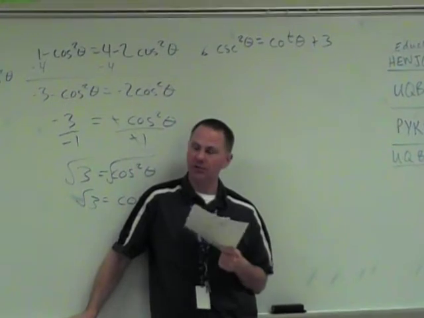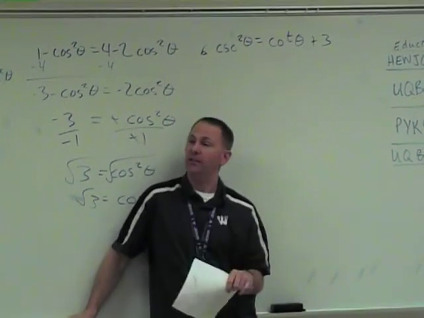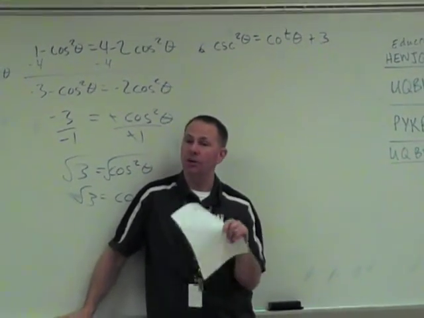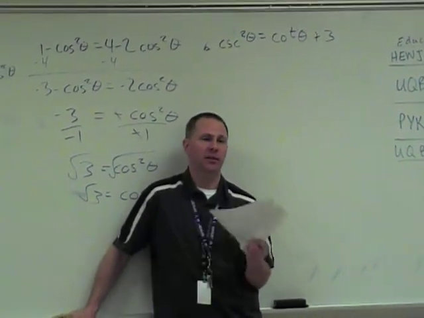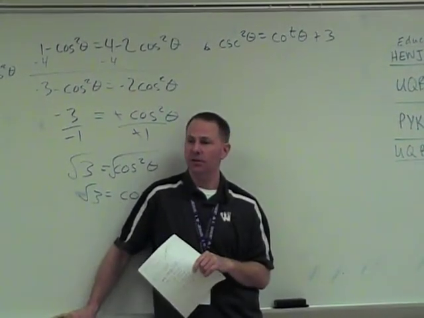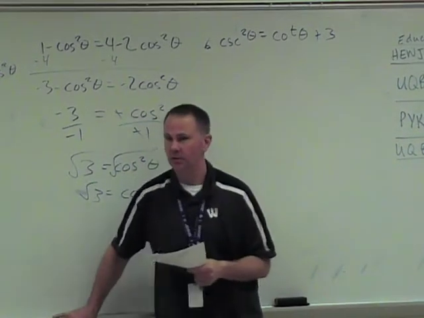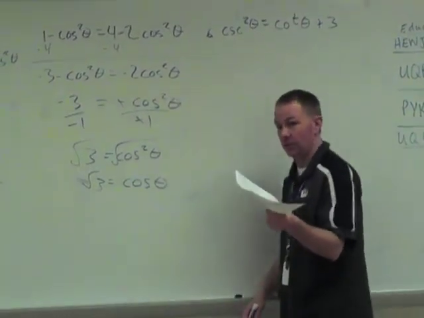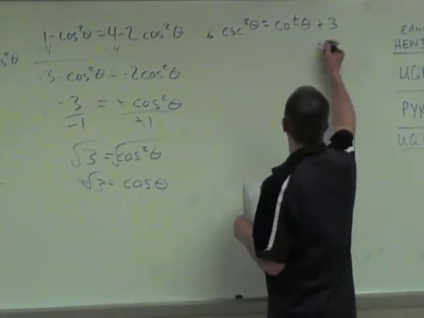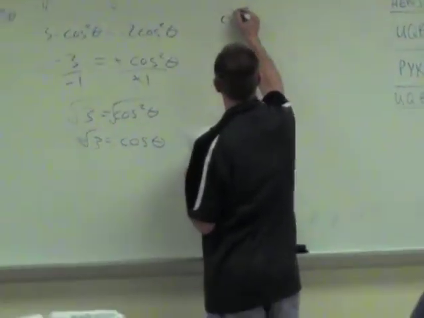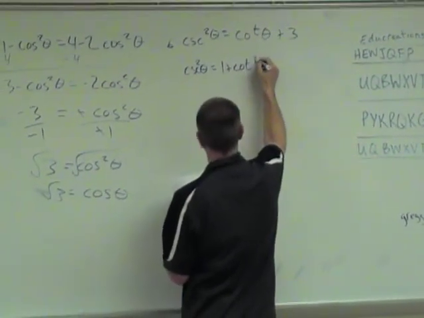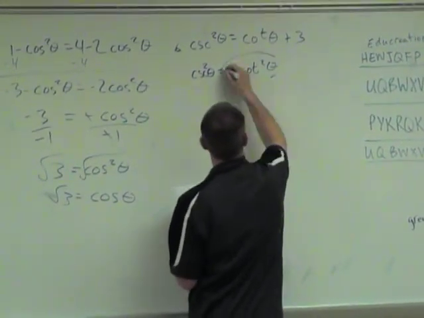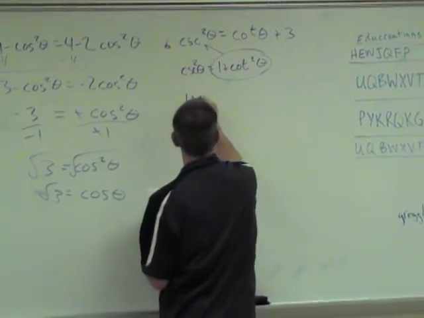And always when I have a square, I either look to factor it, like algebra, or I look to my Pythagorean identities. Is there something in your Pythagorean identities that match cosecant squared? Dana, what is it? Yeah. 1 plus cotangent squared equals the cosecant squared of theta. Okay? So I'm going to put this in that position.